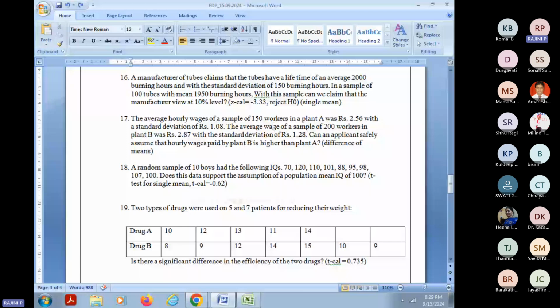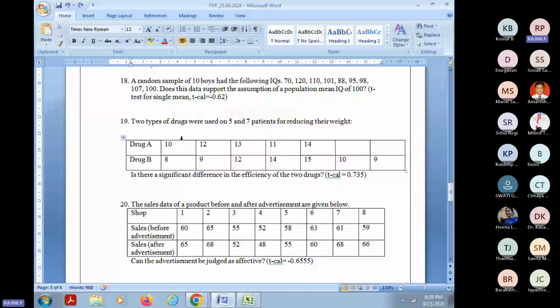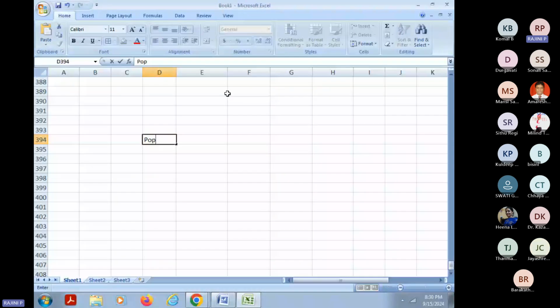Now here you just see what they're asking. A random sample of 10 boys had the following IQs 70, 120, and so on up to 100. Does this data support the assumption of population mean IQ of 100? They are concentrating on the mean value, and they are asking you to test this mean value. Clear? So what do you need to write here? First you write what they have given. Population mean, how much they gave? It is 100.